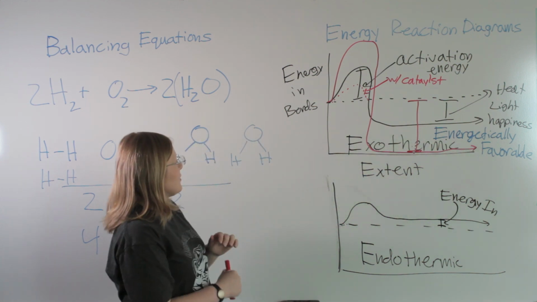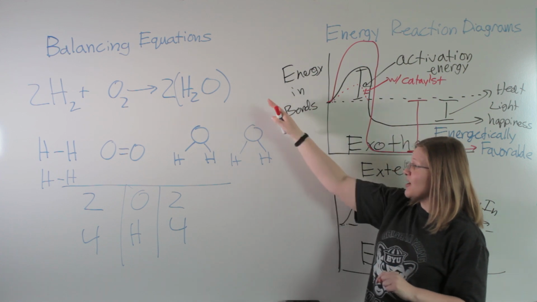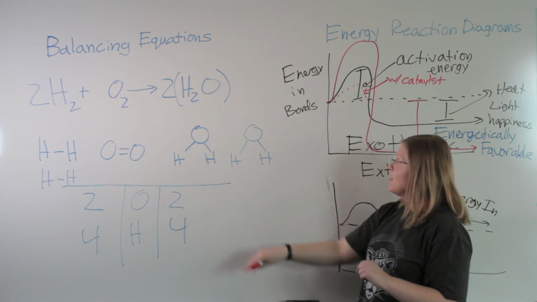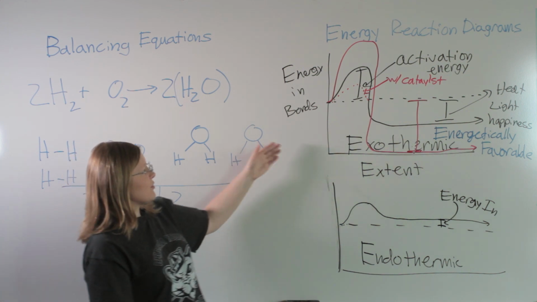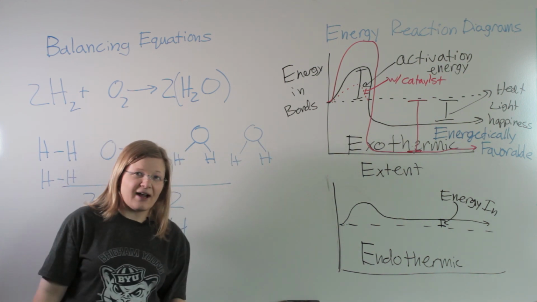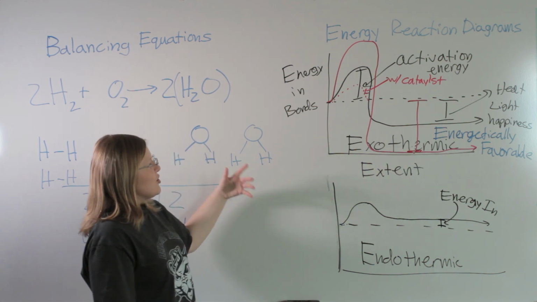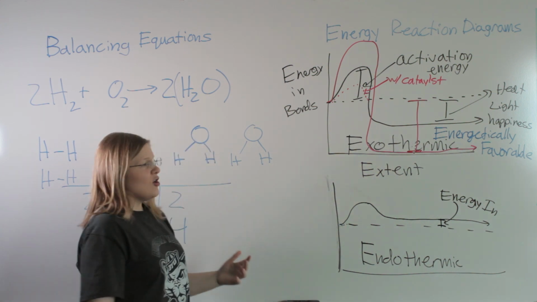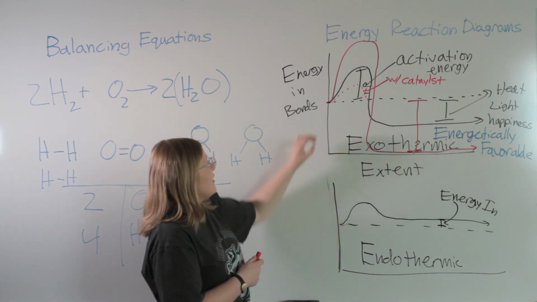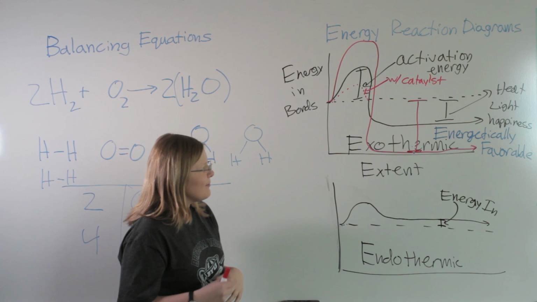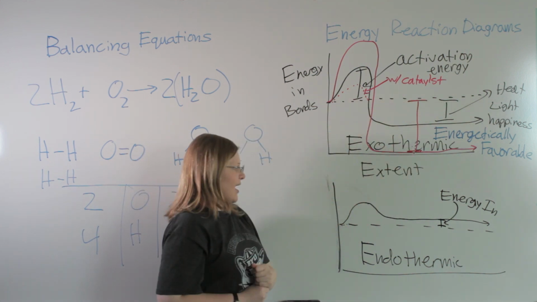So in this chapter, we learned about balancing equations and strategies to do that. We also learned about energy reaction diagrams. We have exothermic reactions and endothermic reactions. We also learned about how we can use these diagrams to compare reactions. Reactions with a higher activation energy are going to have a higher hump here, and reactions that give much more energy out are going to have a much bigger distance here. And that's about it.